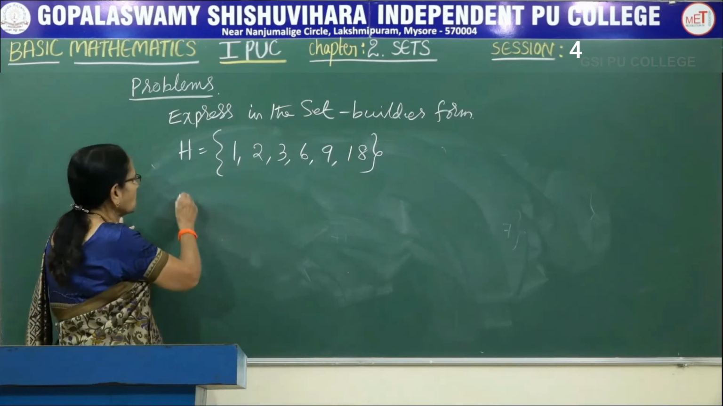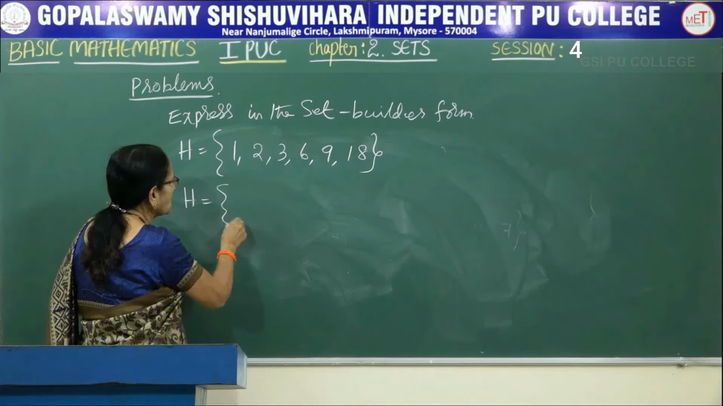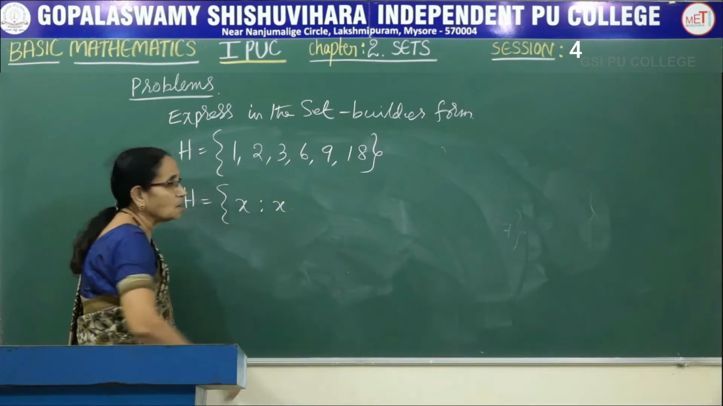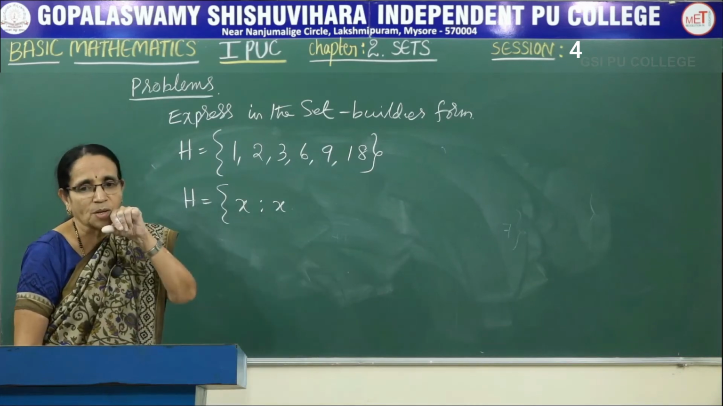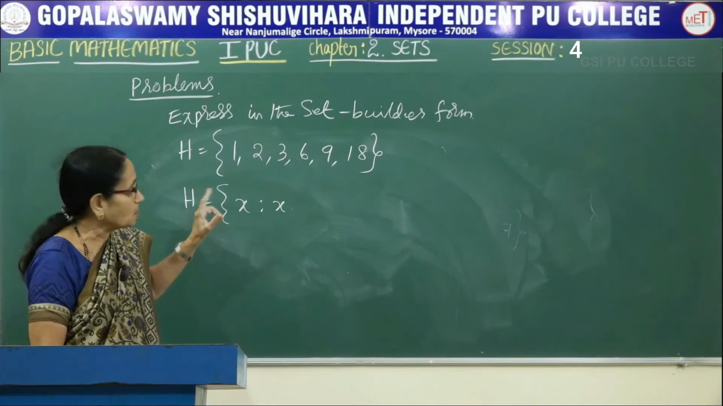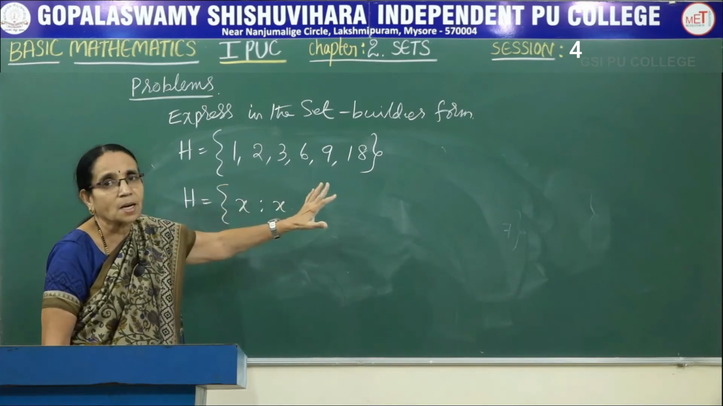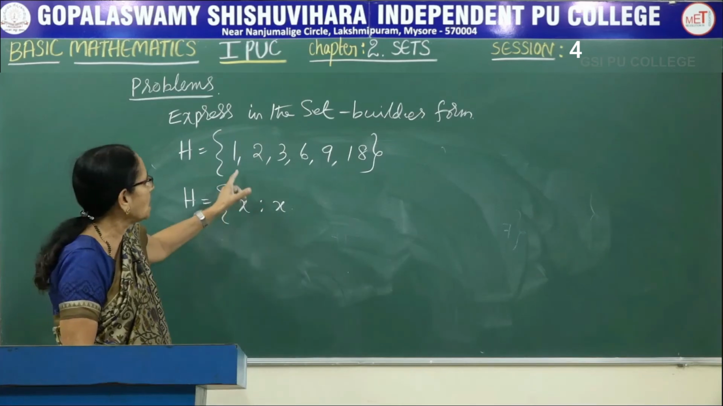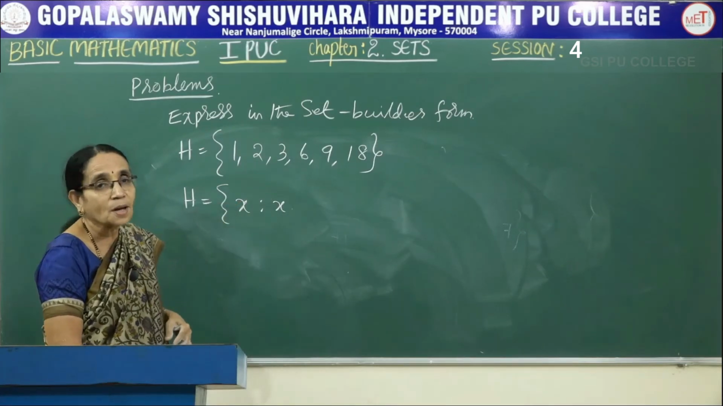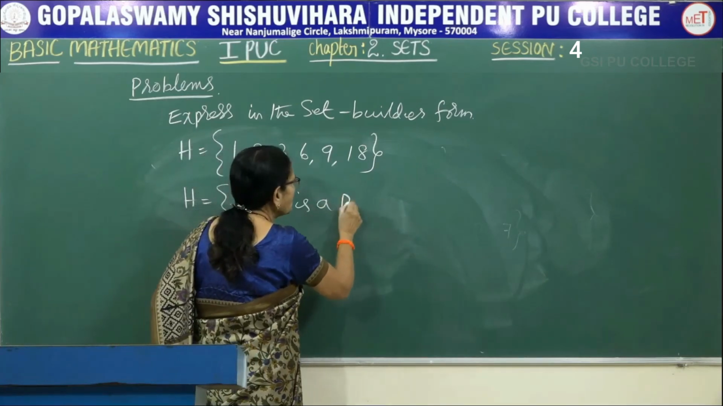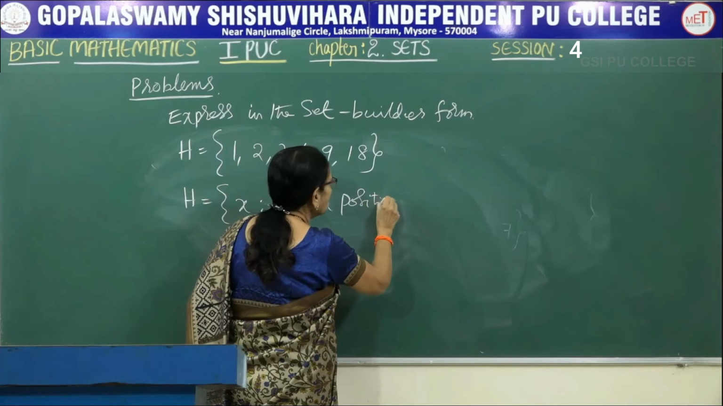So how do you write this one? The set H contains all x such that, here you have to write a sentence, such that x is a positive integer. One condition. You observe that we don't have any negative number. x is a positive integer, first condition, and the second condition is that it is a divisor of the number 18. That is, x is a positive integer.